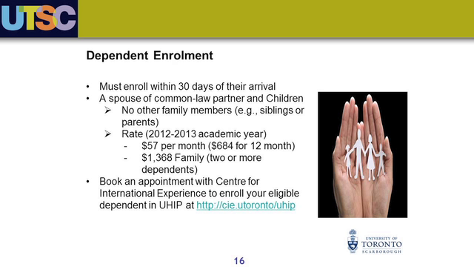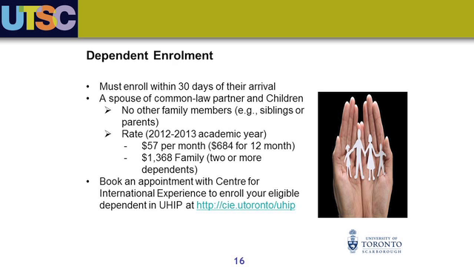And dependent enrollment. As a member of UHIP, you can also enroll your dependents on the UHIP plan as well. A dependent is a spouse or common law partner and children. So no other family members, siblings, or parents are not considered as a dependent. And you must enroll your dependents within 30 days of their arrival here in Canada.